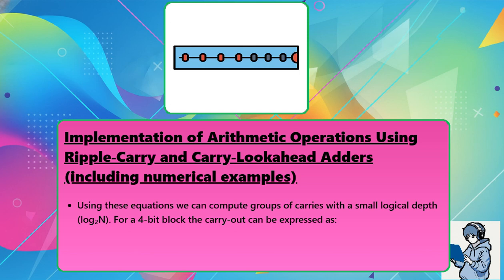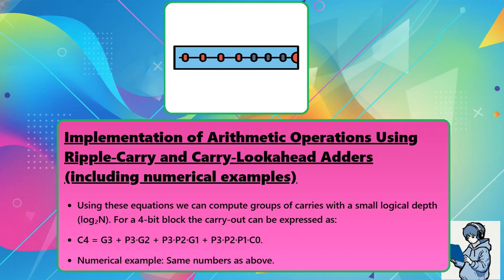Using these equations, we can compute groups of carries with a small logical depth, log base 2 of n. For a 4-bit block, the carry out can be expressed as C4 equals G3 plus P3.G2 plus P3.P2.G1 plus P3.P2.P1.C0.